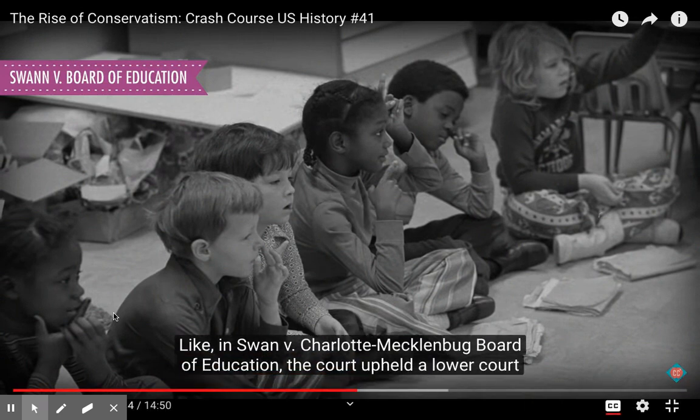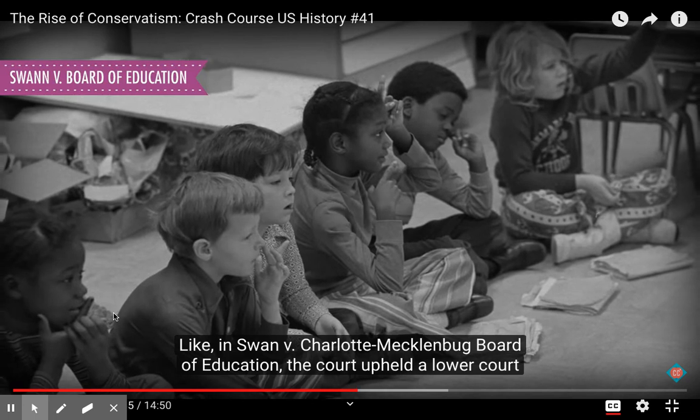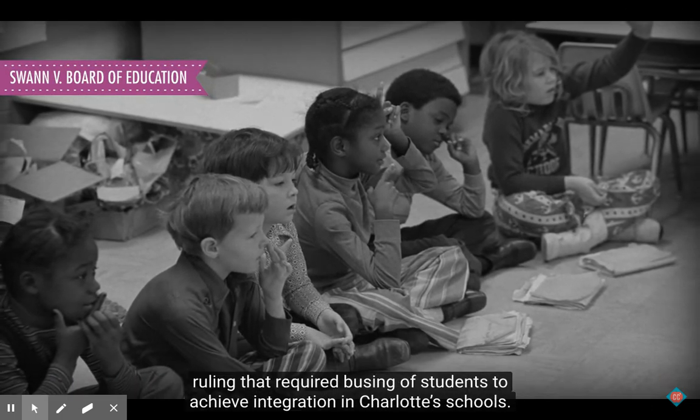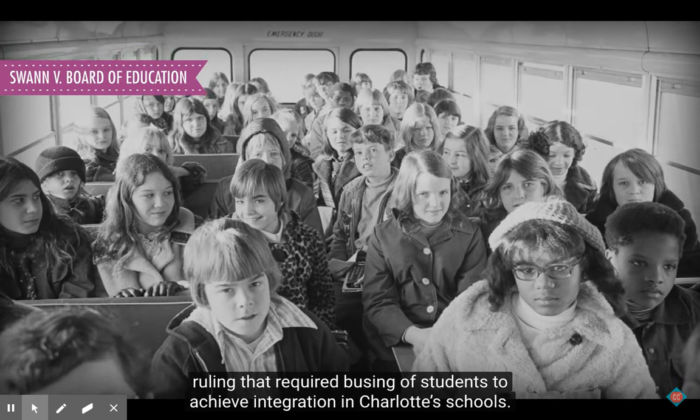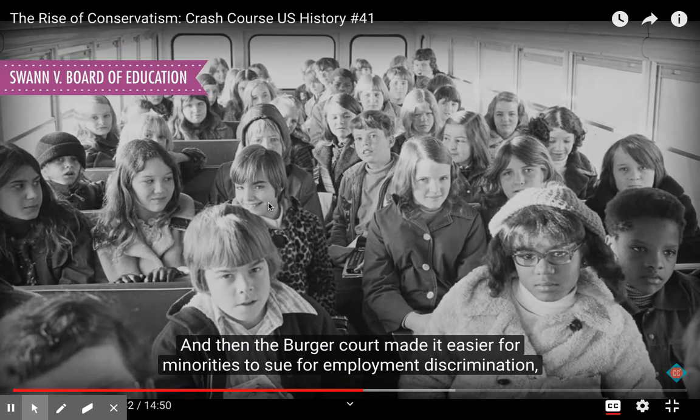So some cases that we want to look at under the Burger Court are Swann versus Charlotte-Mecklenburg Board of Education, where the court upheld a lower court ruling that required busing of students to achieve integration in Charlotte's schools. So in other words, during this court, the Supreme Court says that students can be taken to different school districts in order to integrate them. Because remember, because of redlining, all these different races lived in separate neighborhoods, and it was creating segregation throughout the United States. So the idea of busing would take, let's say, African-American kids from a neighborhood and bring them to a white neighborhood. As you can guess, of course, this caused a huge backlash.